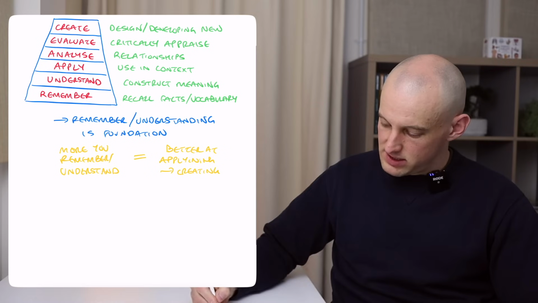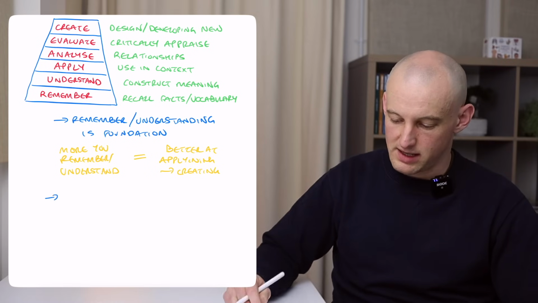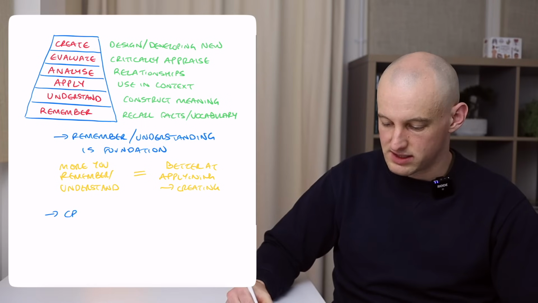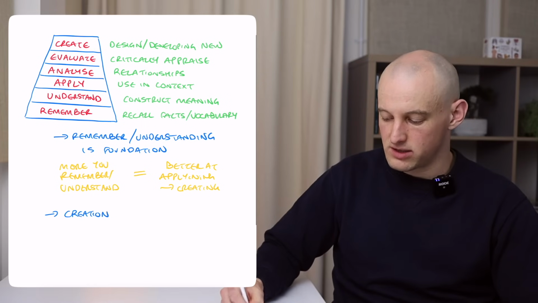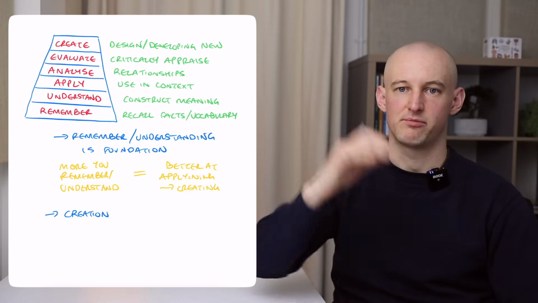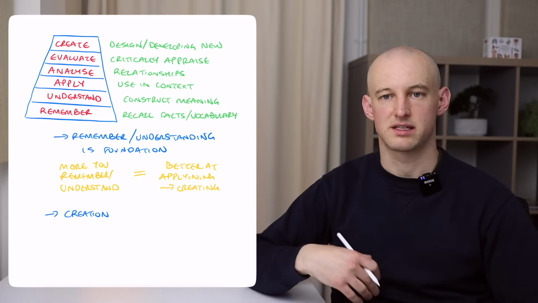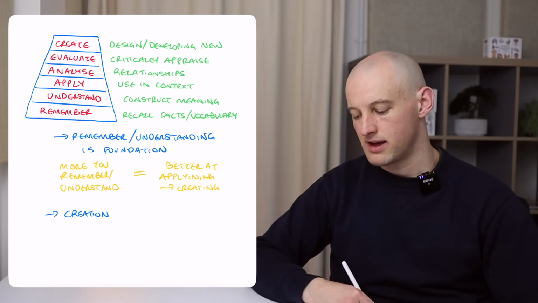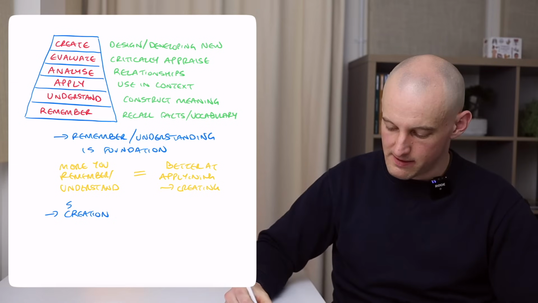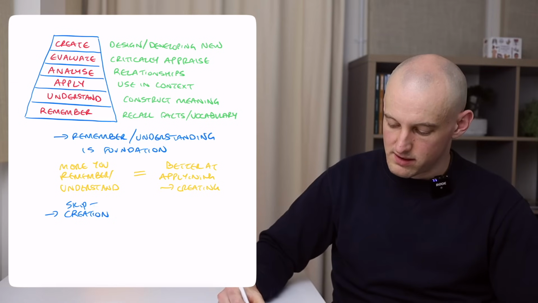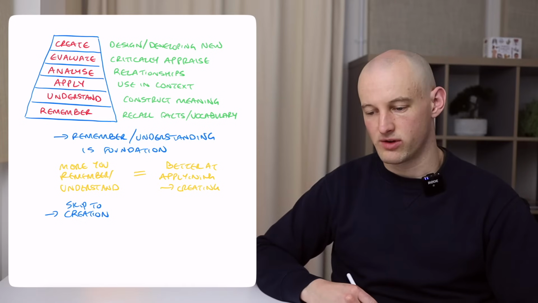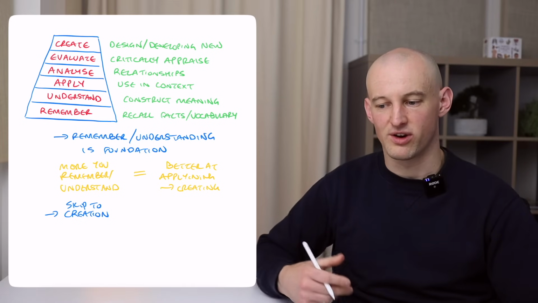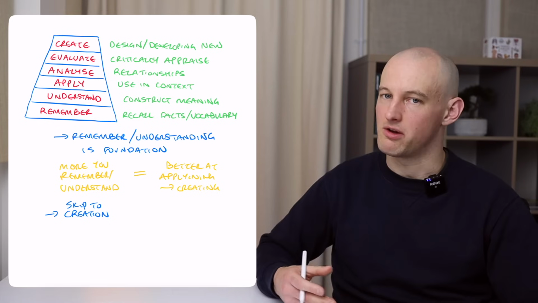So let's say you skip to the creation stage and think to yourself, well, the top bit of Bloom's taxonomy, the ultimate goal, is to be able to create new things. Let me just skip to the creation stage. So you're like 16 and you say, I'm going to write a book on philosophy without really knowing much about philosophy.